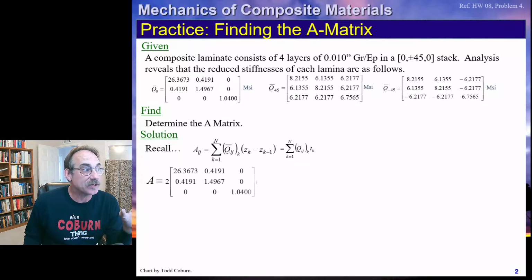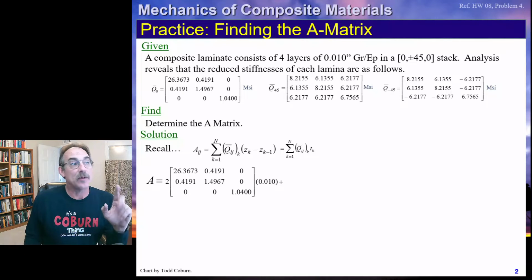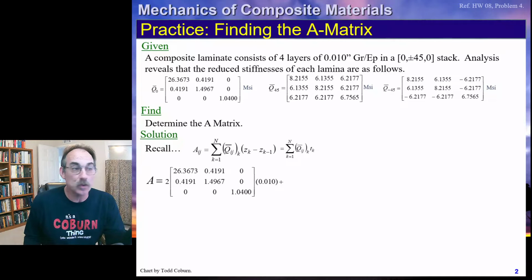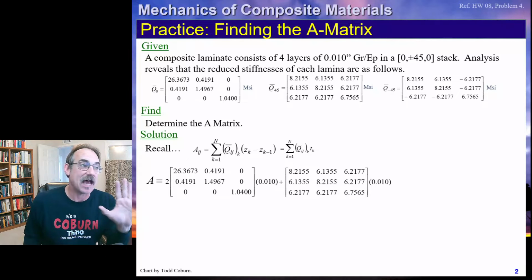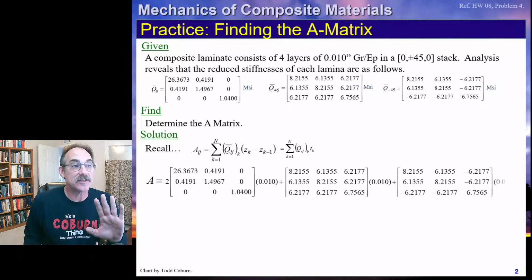So the A matrix is the Q bar matrix times the thickness. You'll notice in this layup, we have 2 0 plies, one at the top, one at the bottom. And since they're only multiplied by the thickness, we can just use 2 times the Q bar times the thickness. Then we deal with our first plus 45, which is that 45 Q bar matrix times its thickness, plus the minus 45 Q bar times its thickness. We now sum these up.